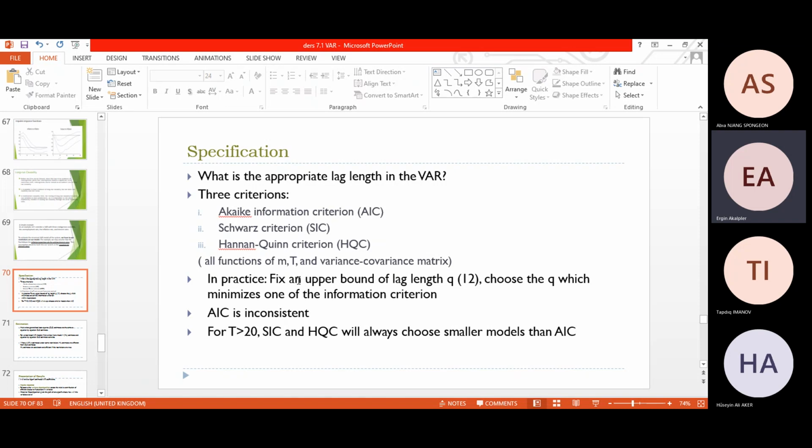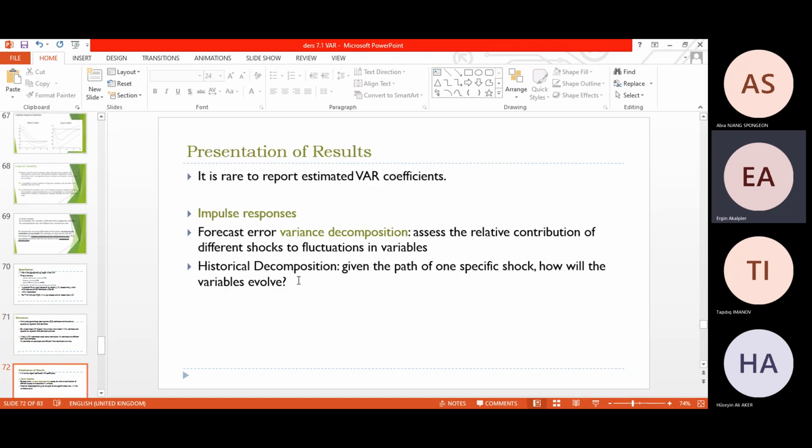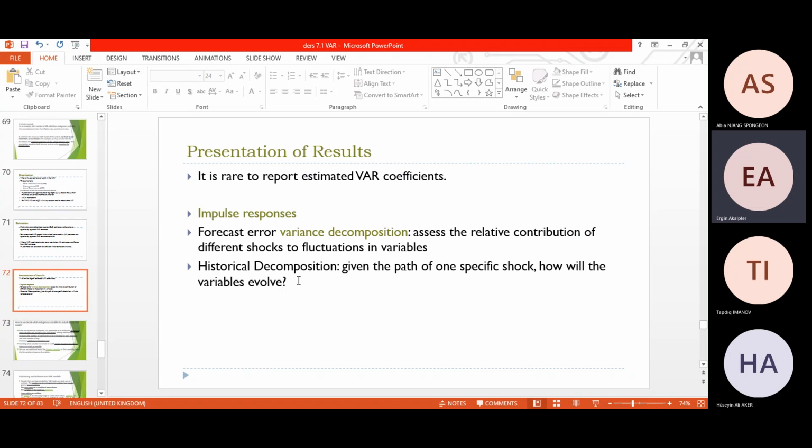In estimation, multivariate generalized least squares estimates are the same as equation-by-equation OLS estimates for an unrestricted VAR model. When a VAR is estimated under some restrictions, the multivariate linear model estimates are different from the OLS, and multivariate estimates are consistent and efficient if the restrictions are true. It is then useful to respond to the estimated VAR coefficients with the impulse response and the variance decomposition.